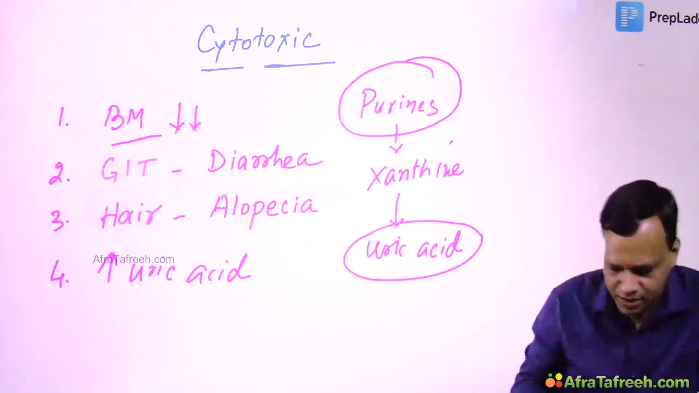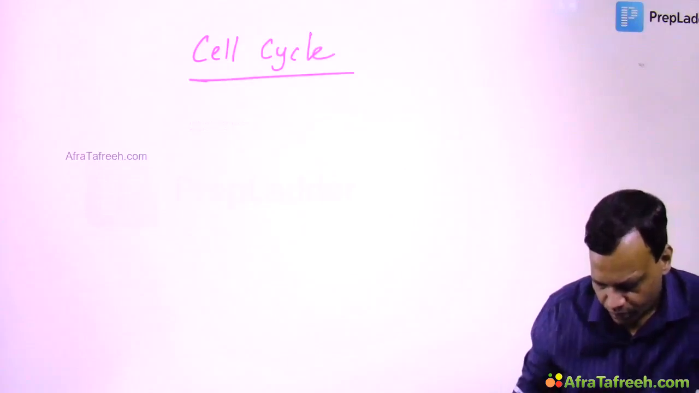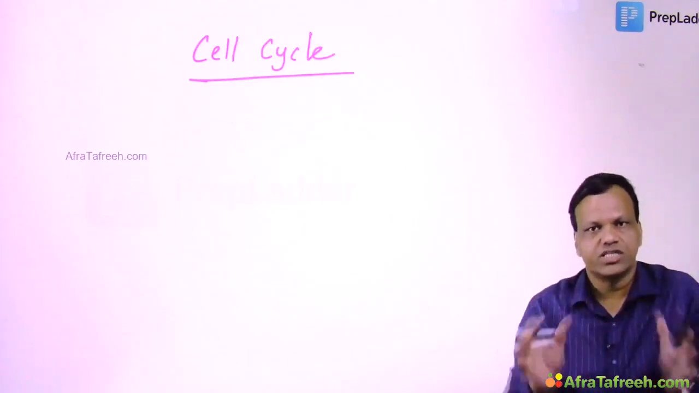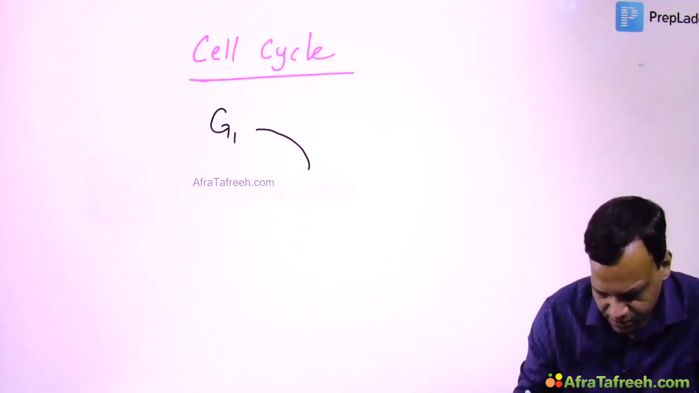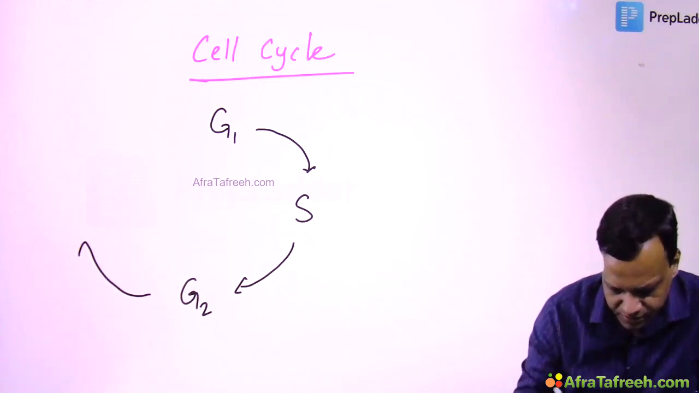Clear? Second thing, there is a term called cell cycle. A cell undergoes various stages during division. These four main phases are G1 phase, S phase, G2 phase and M phase.